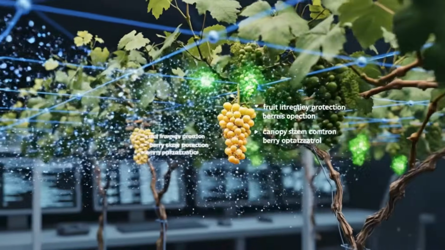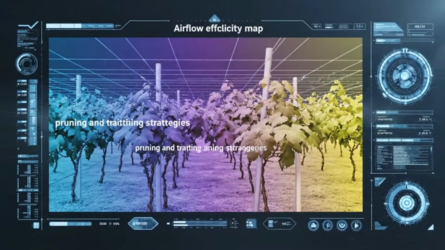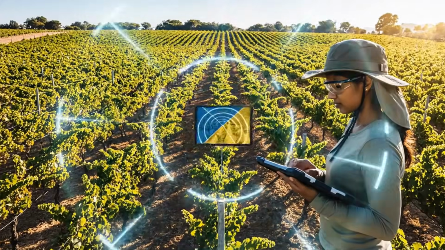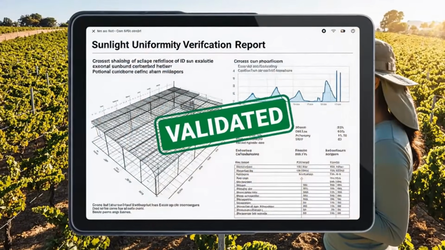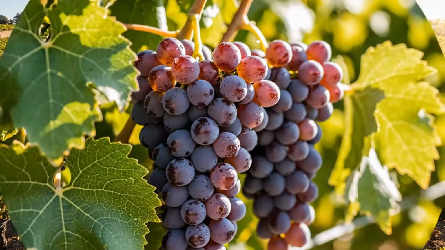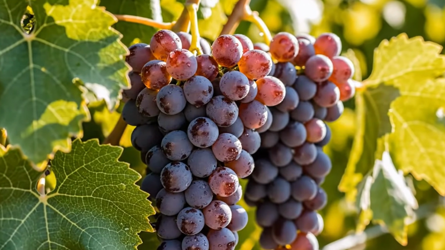Operation 33. Canopy airflow modeling is further refined by simulation. Operation 34. Sun interception balance is validated by cross-referencing seasonal solar angles with proposed row spacing and canopy height assumptions.